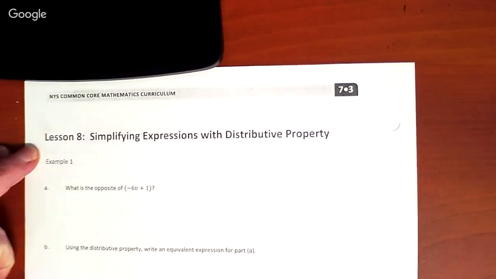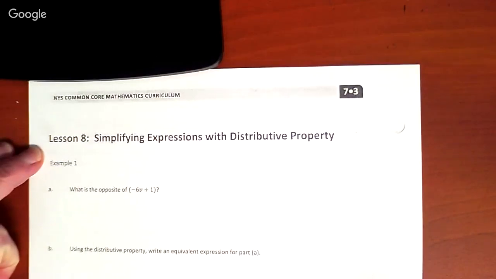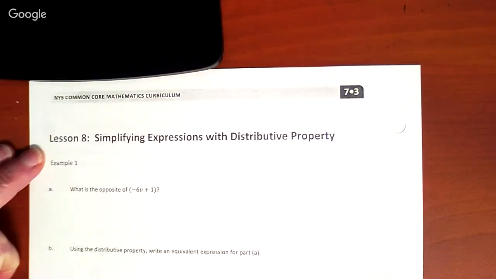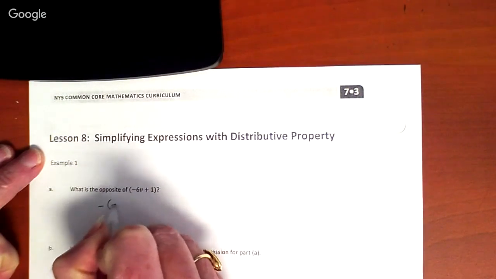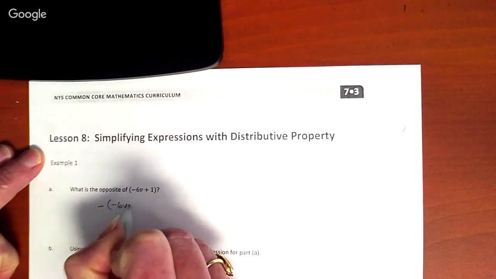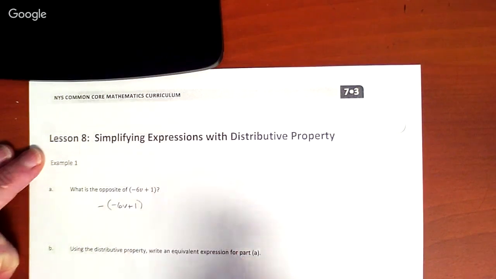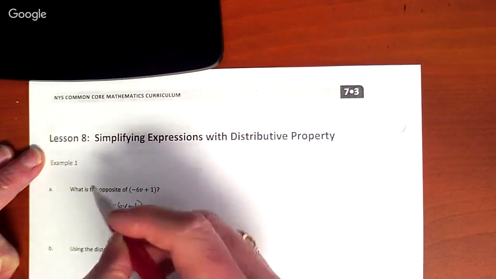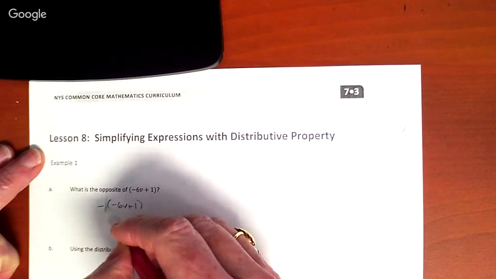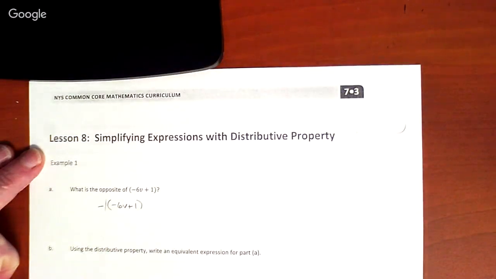Okay, this is lesson 8, simplifying expressions with the distributive property. What is the opposite of negative 6v plus 1 in parentheses? Well, the opposite would be negative 6v plus 1. Also, the opposite, so really what we would have there when we do have that negative is a negative 1 that would be there.